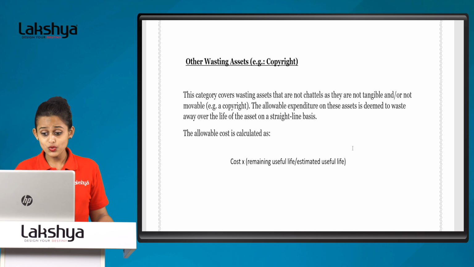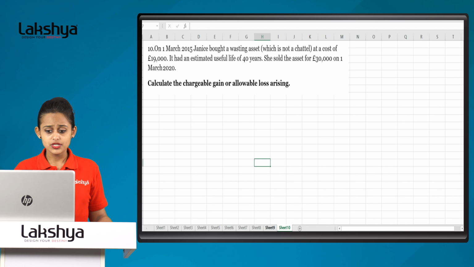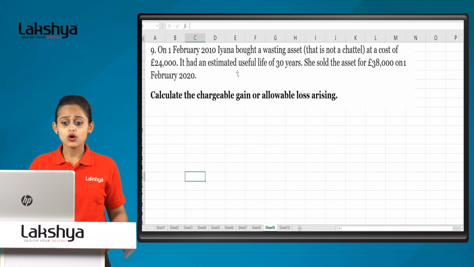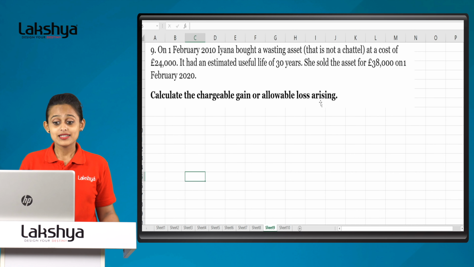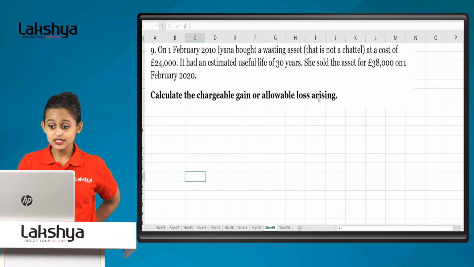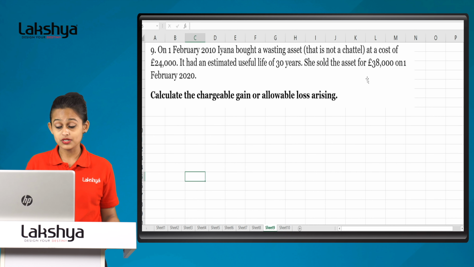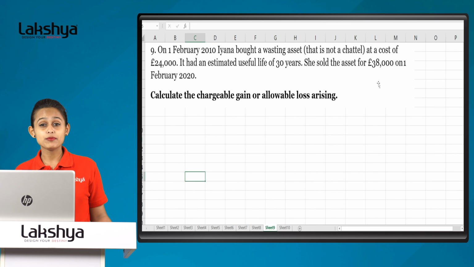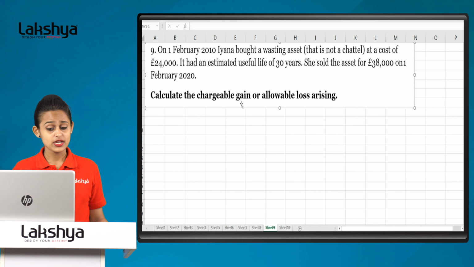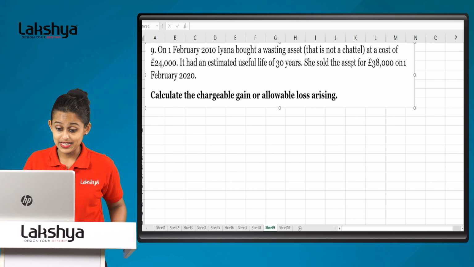So I'll help you with two examples. Here you see one example. On 1st February 2010, Iana bought a wasting asset at a cost of 24,000. It had an estimated useful life of 30 years. She sold the asset for 38,000 on 1st February 2020. Calculate the chargeable gain or allowable loss. When you see a wasting asset that is not a chattel, you have to identify that this is a case of other wasting assets.